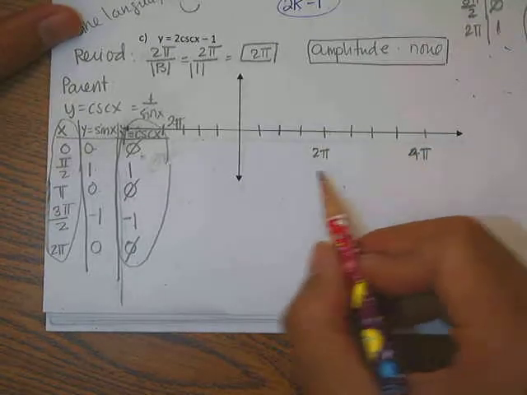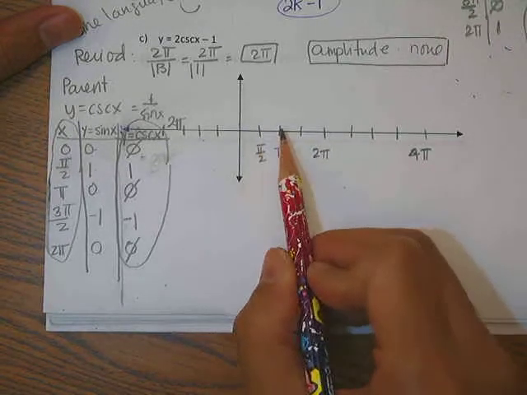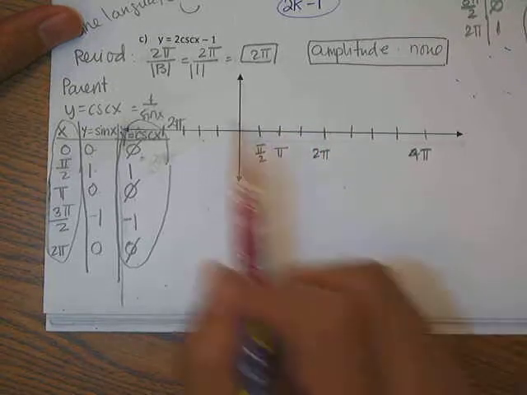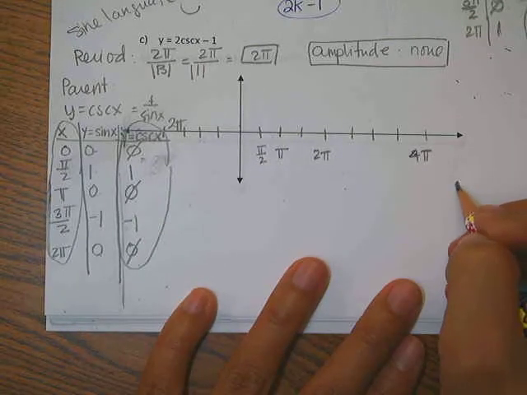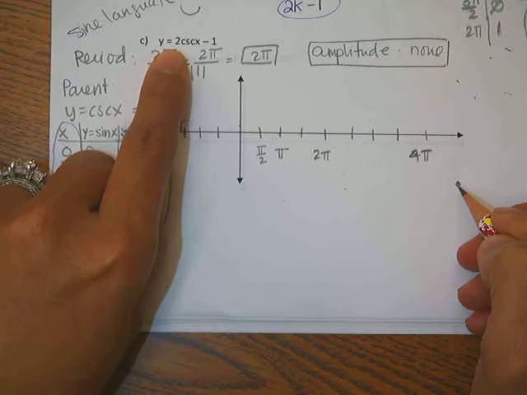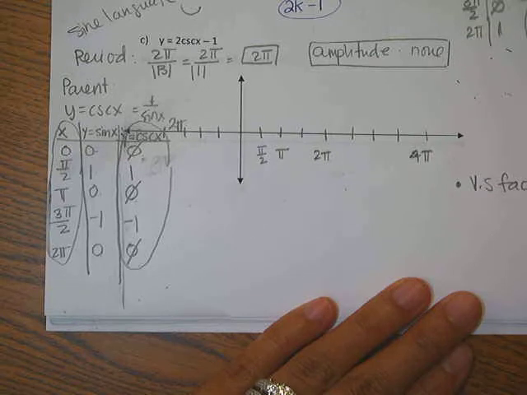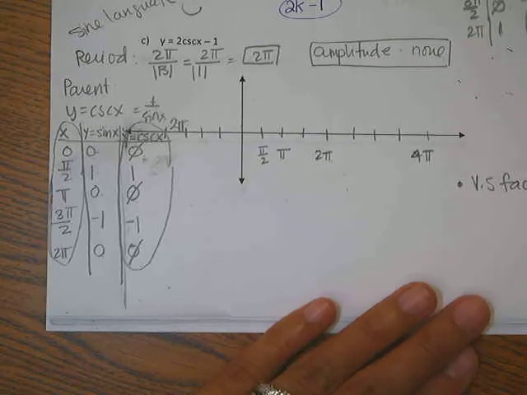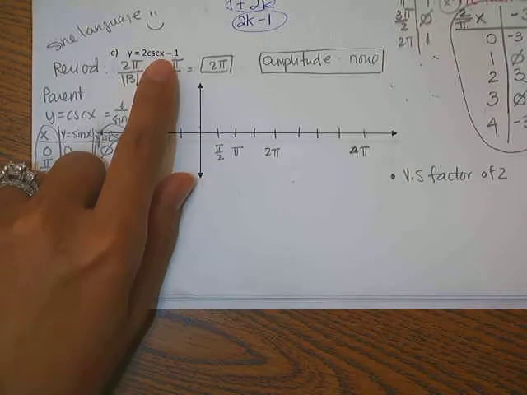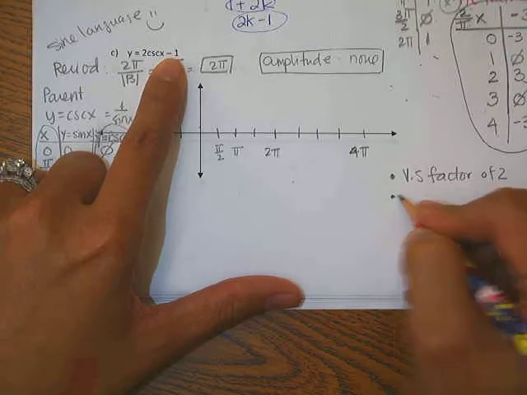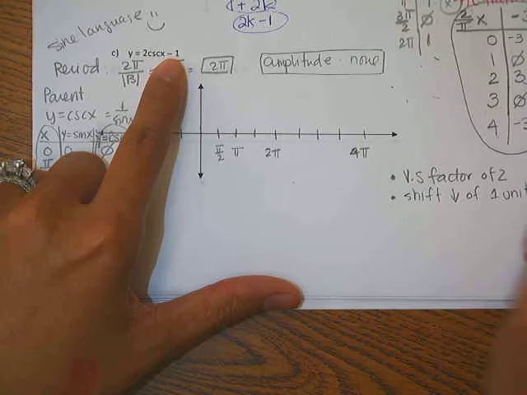So if this is 2 pi, this is pi, this is pi over 2. So each tick mark is worth pi over 2. Now you have a couple of transformations, and I'm out of space on the left, so I'm just going to do it on the right. The first transformation is the 2 times cosecant of x. This is a vertical stretch factor of 2. Let me zoom in a little bit so you can see that. This minus 1 right here is a shift down of 1 unit. So you have 2 transformations.